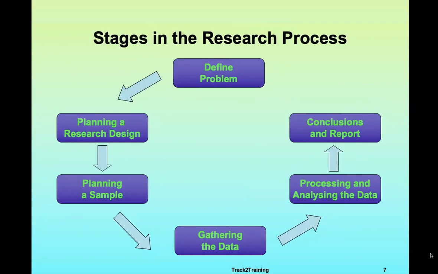So what are the different stages in research work? First we have to define the problem. Then we have to design the research, how the research work may be done. Planning a sample: first we have to study a sample, whether we are going in the right direction or not. Then we have to gather the information, and then we have to process and analyze the data that we have collected, and then find conclusions and make the report based on the findings of the research.